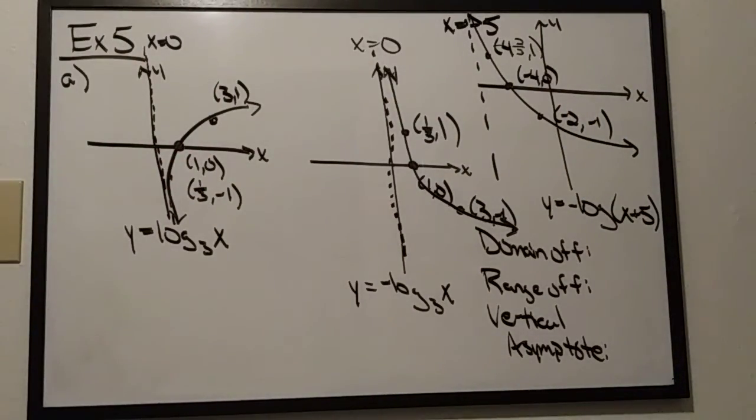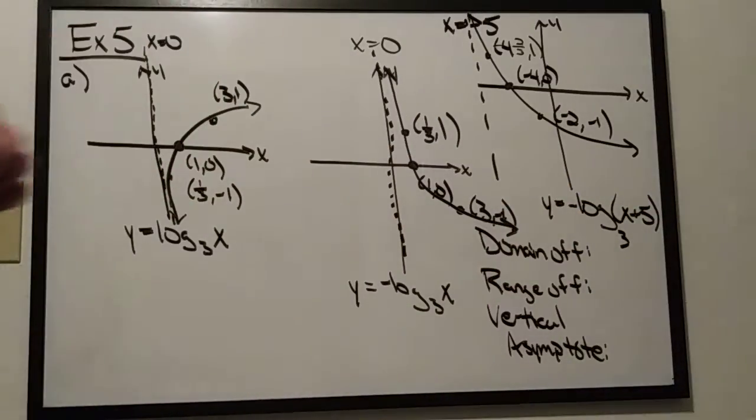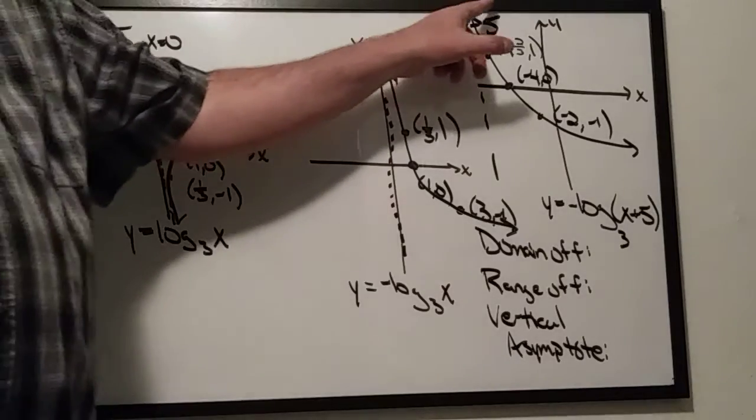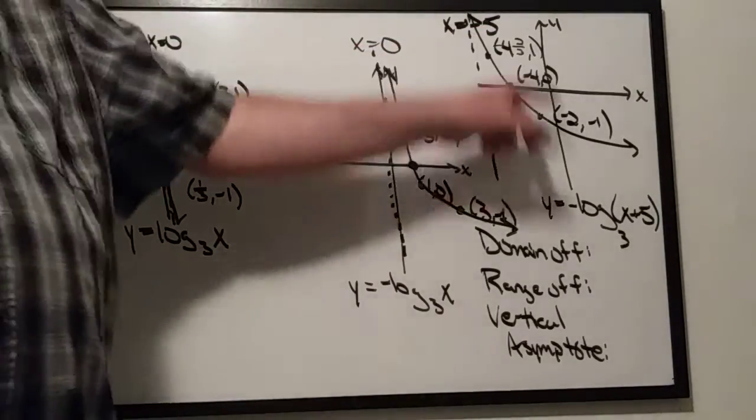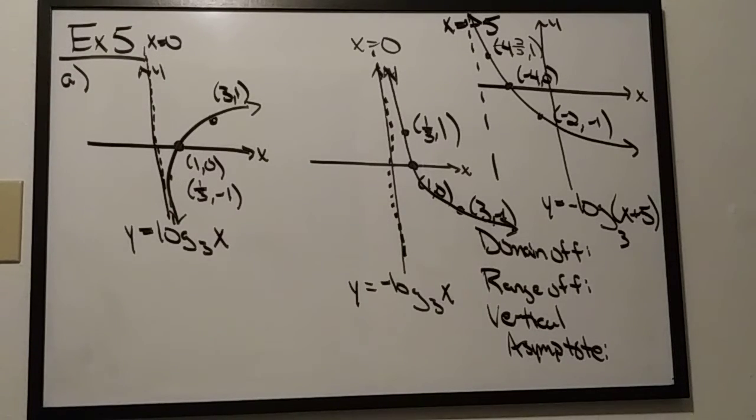So the graph of y equals negative log of x plus 5, and I should have a base 3 there. The graph of y equals negative log base 3 of x plus 5 looks like this. We have a vertical asymptote at x equals negative 5, and we go through the 3 points (negative 4 2/3, 1), (negative 4, 0), and (negative 2, negative 1).